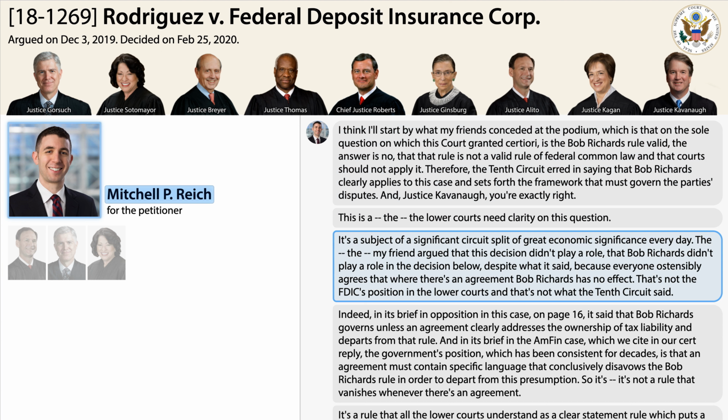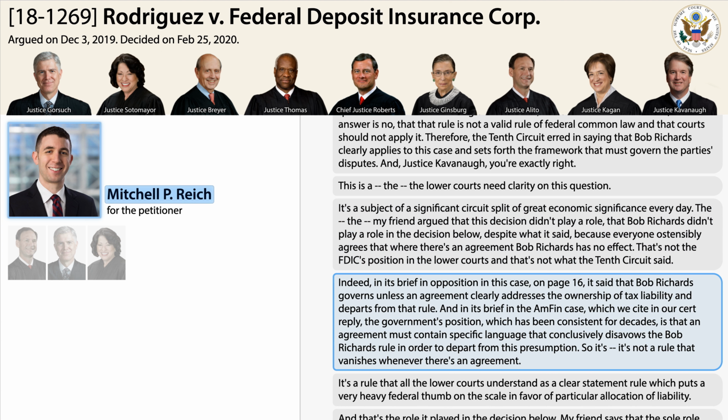My friend argued that Bob Richards didn't play a role in the decision below, despite what it said, because everyone ostensibly agrees that where there's an agreement, Bob Richards has no effect. That's not the FDIC's position in the lower courts, and that's not what the Tenth Circuit said. Indeed, in its brief in opposition in this case, on page 16, it said that Bob Richards governs unless an agreement clearly addresses the ownership of tax liability and departs from that rule. And in its brief in the Amfin case, which we cite in our cert reply, the government's position, which has been consistent for decades, is that an agreement must contain specific language that conclusively disavows the Bob Richards rule in order to depart from this presumption.